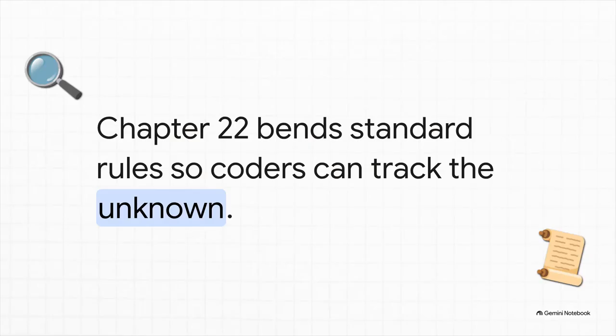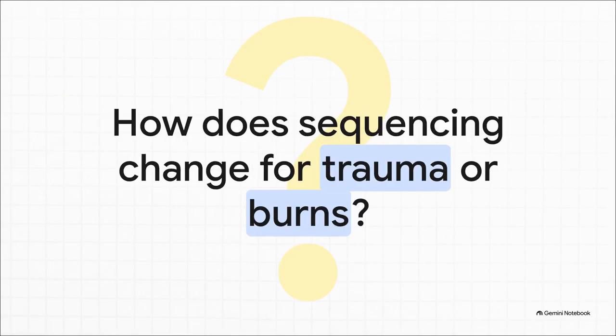Let's take a step back for a second and look at the core philosophy of what we've covered today. Chapter 22 literally bends the standard coding rules so we can track the unknown. Whether we're overriding the suspected condition rule for COVID-19 or building these complex stacking hierarchies for vaping injuries, these special codes are vital exceptions. They ensure our healthcare data remains incredibly precise, even when the global health landscape is completely unpredictable.